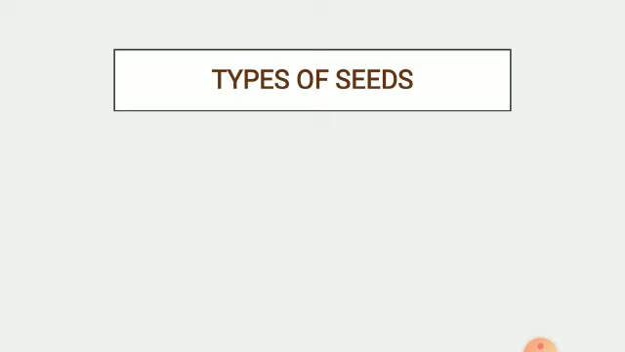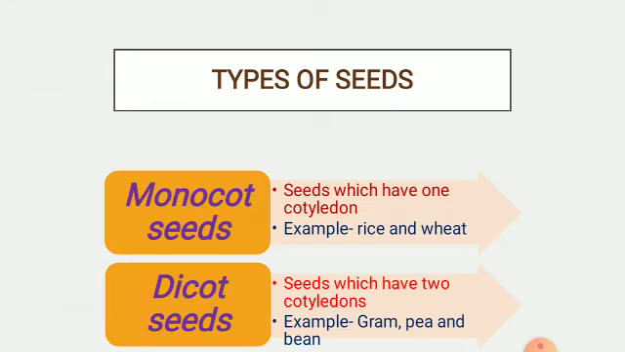Types of seeds. Seeds are of two types depending on the number of cotyledons. These are monocot seeds and dicot seeds. Monocot seeds. The seeds which have only one cotyledon, like wheat, rice, and corn, are called monocot seeds. Dicot seeds. The seeds which have two cotyledons, like gram, bean, and pea, are called dicot seeds.